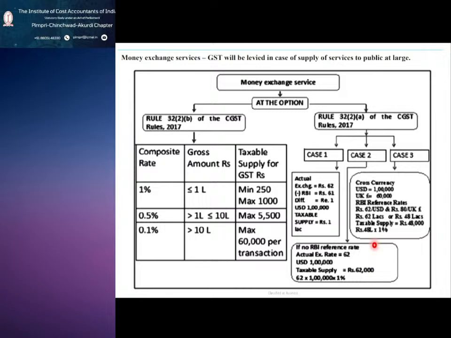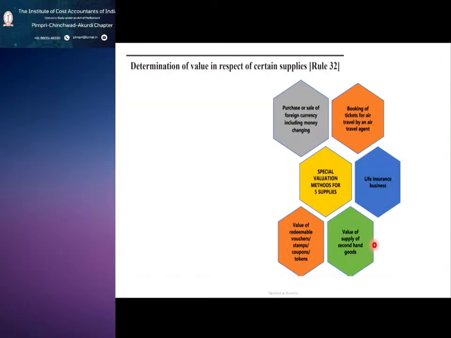So now we are looking into certain specific supplies. Under certain specific supplies, we have 5 major heads. What are the 5 major heads? Suppose you are doing any business of purchase or sale of foreign currencies, including money changing, in that case, how will you calculate GST? And there are 4 others. Now we are focusing only on purchase or sale of foreign currency, including money changing.